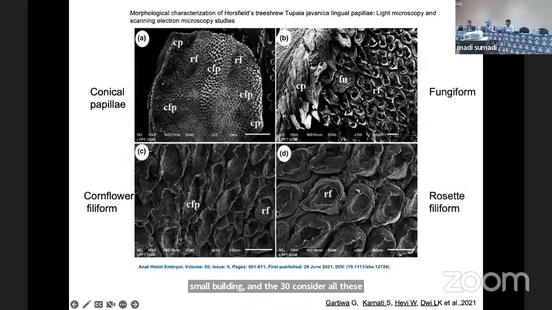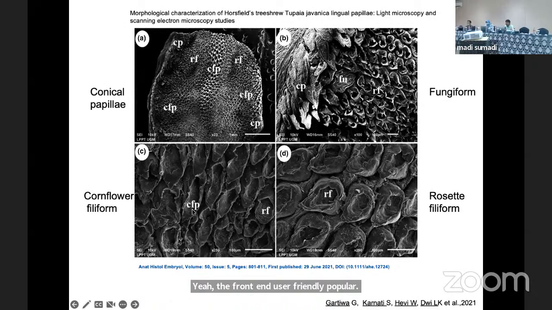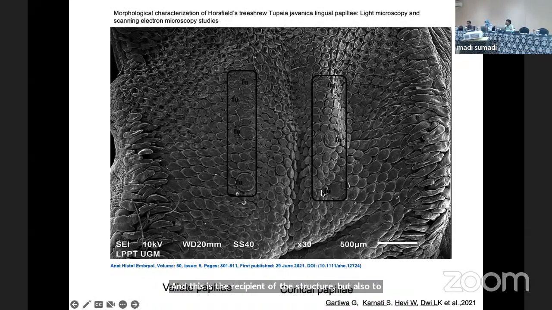And then you go further, and you can see different structures. You can see the conical papillae here. Yeah, the front. And here is a fungiform papillae. And it's a cornflower filiform papillae. And this is the rosetted filiform, because of the form, not the structure, the rosetted. And you go further, and you see such beautiful images of the surface. And here is actually the vallate papillae. And here you have a conical papillae going on.